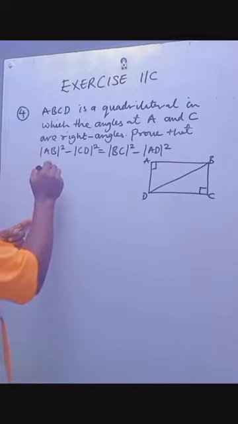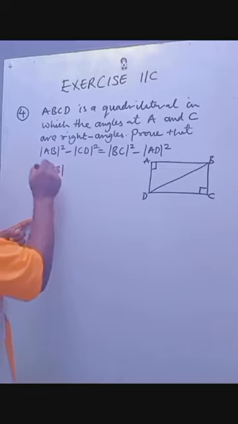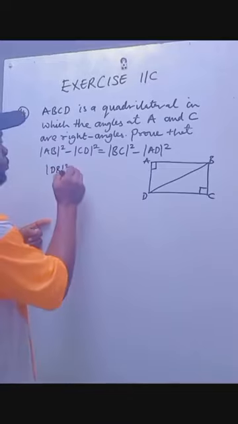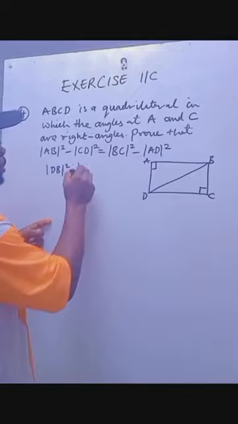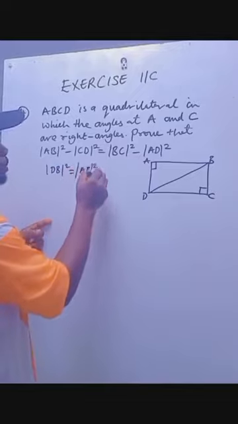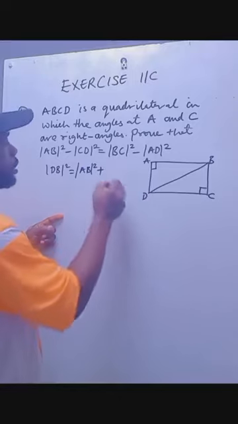Therefore, DB squared is equal to AB squared plus AD squared.